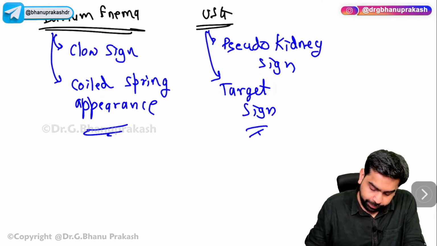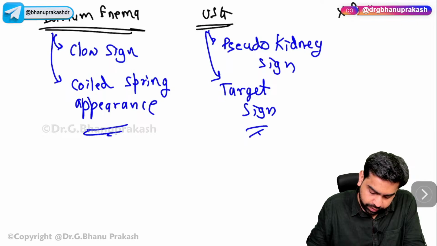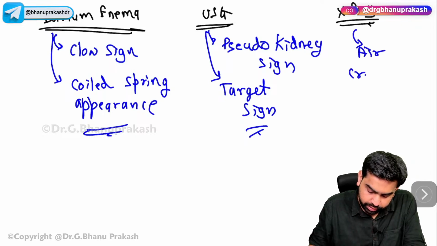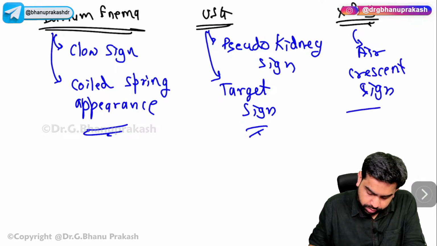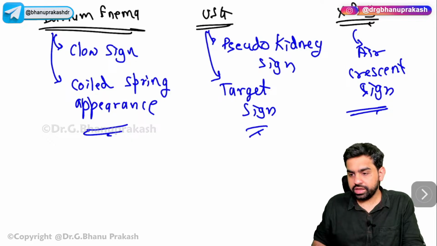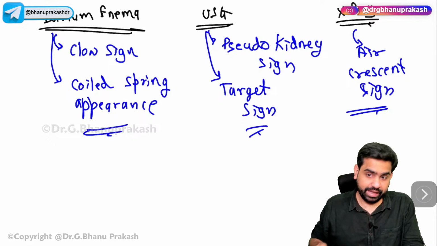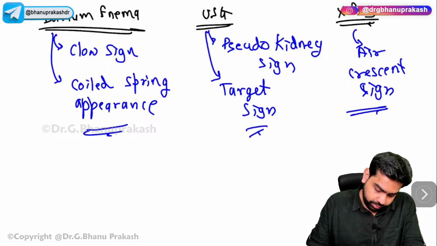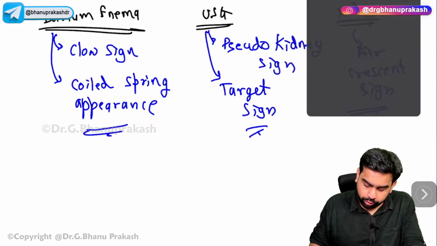And on the plain x-ray, what you basically find is an air crescent sign. So the air crescent sign is something which you basically find on the plain x-ray. Okay, so these are the ways in which you basically diagnose these particular patients.